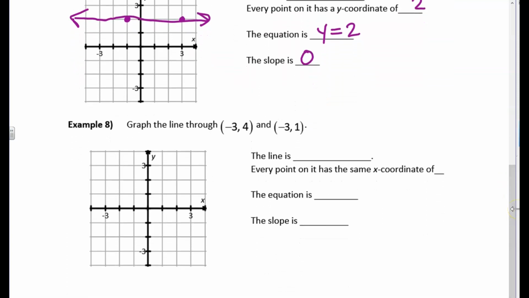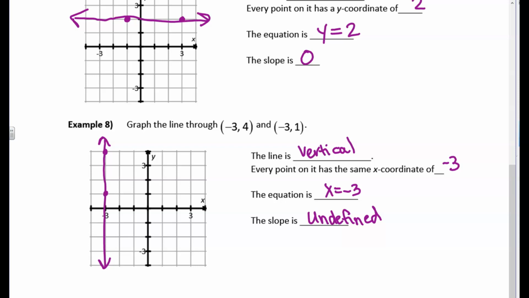Here we have the point negative 3, 4, which is here, and then the point negative 3, 1. And when I graph the line that connects those 2 points, we get a perfectly vertical line. And every point on it has the same x-coordinate of negative 3. Therefore, my equation must show that every x value is always equal to negative 3. It doesn't matter what the y value is, but the x value is always negative 3. And my slope here is undefined because it would be something over 0.